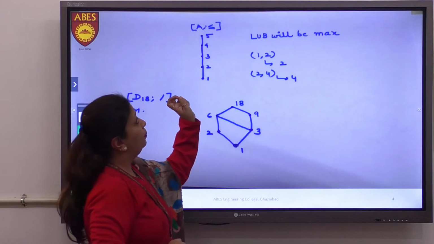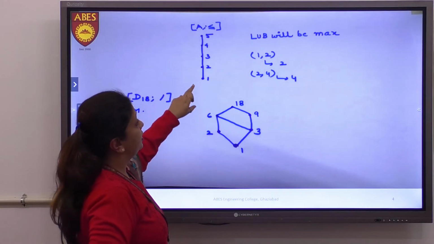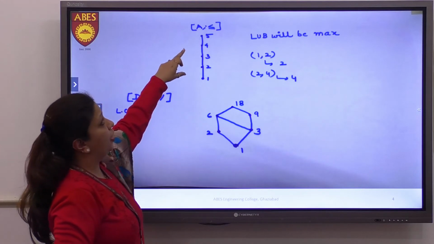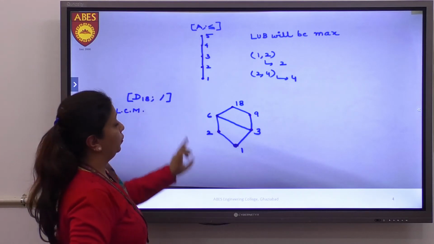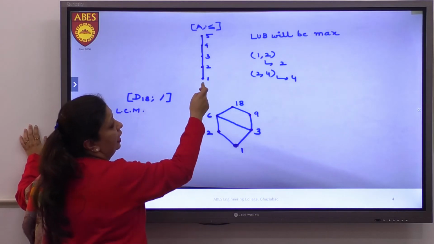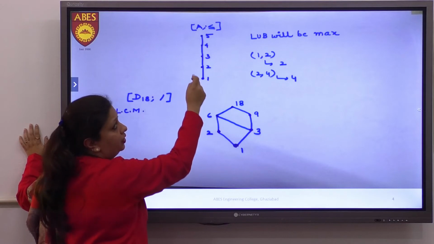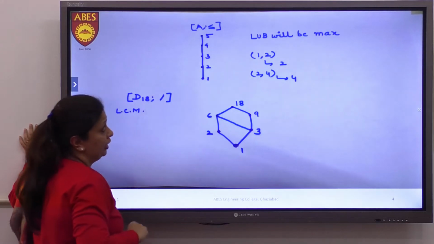Now the second example is: we have a set A which contains these 5 elements 1, 2, 3, 4, 5 and the relation is less than or equal to. So in this case, if you take any 2 elements, like I take 1 and 2, 1 is related with 2, 2 is related with itself. So 2 is going to be the least upper bound.